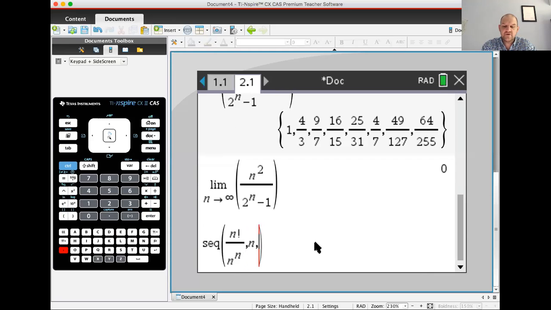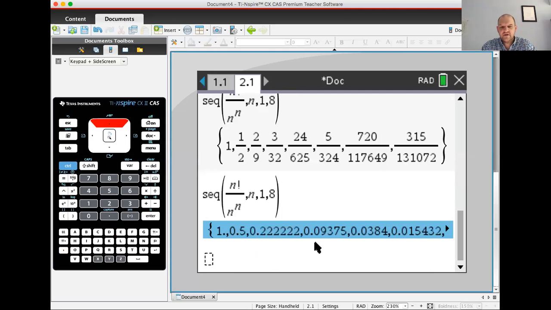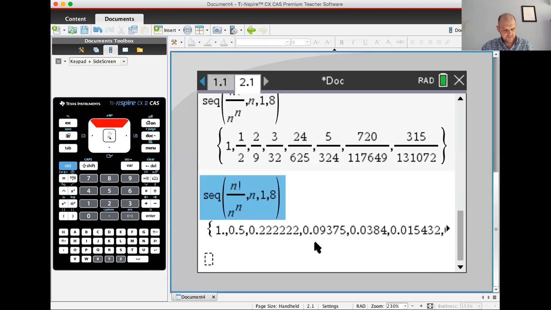And so 0's out. Let's go 1 to 8. I don't want to write any of these. I'm going to go with decimals, I guess. 3 decimal places. So 1, 0.5, 0.222, 0.094, 0.038.